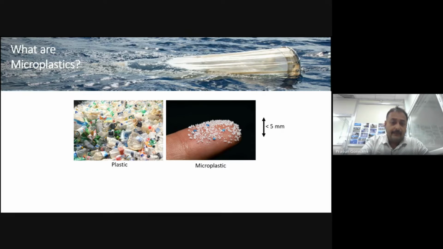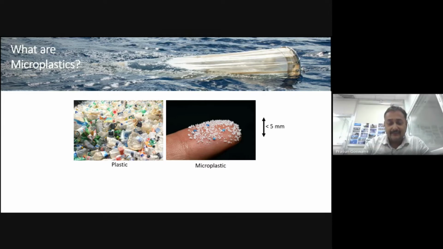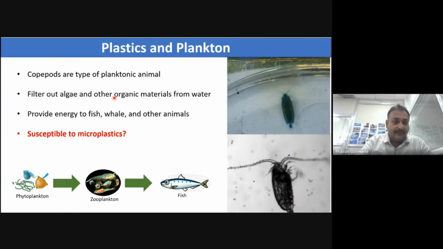Whereas when larger plastic reaches the environment, over time, due to weathering, it breaks down into progressively smaller particles, below 5 millimeters, which are called microplastics. These microplastics are vulnerable to lower food chain organisms like zooplankton.